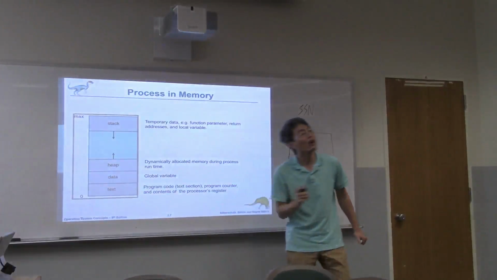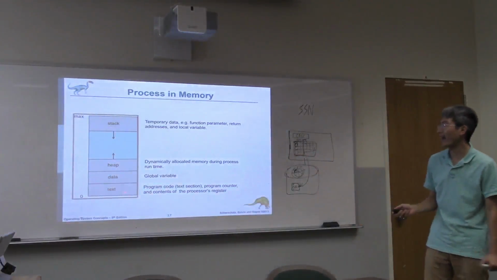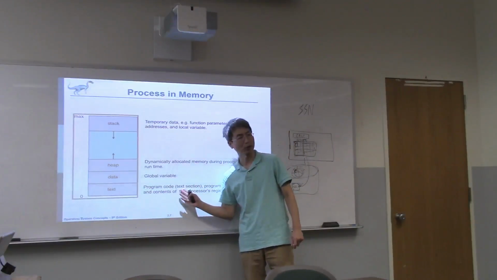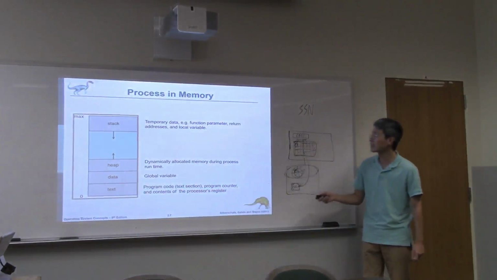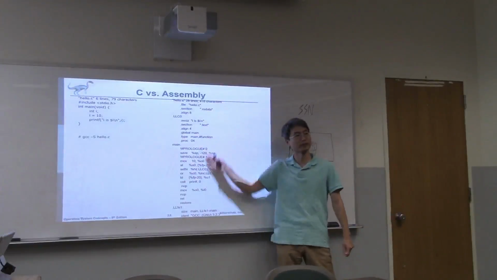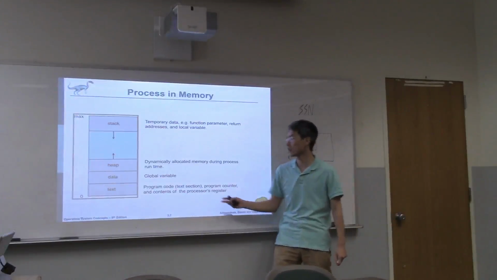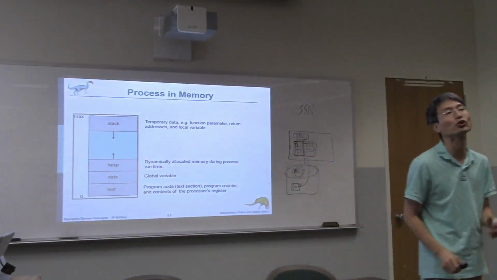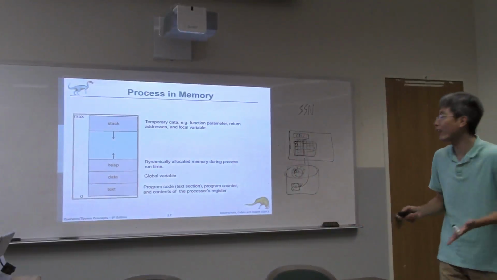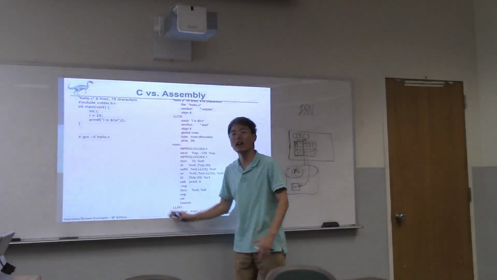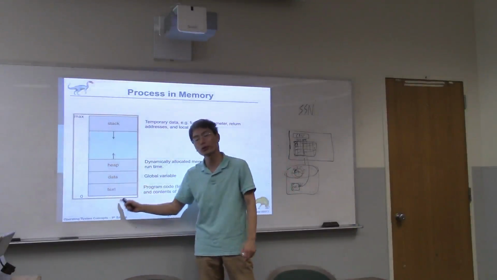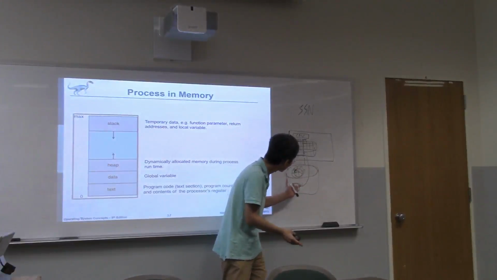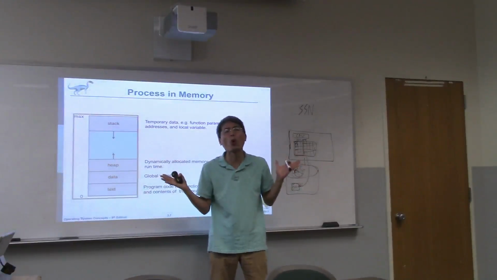Then it consists of the text area. Text area means programming code, which means the instructions. It will copy the instructions. Actually, most operating systems do not copy the entire instruction set the first time. When you create the process, we need to load the instructions into the memory, but not all of them.